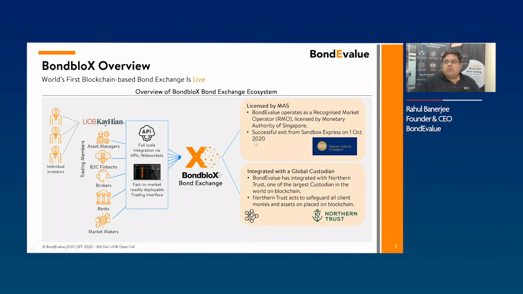We are approved by the MAS. We got our RMO license after spending about a year in the MAS regulatory sandbox. We graduated. We have integrated with Northern Trust. And as you can see, we go and speak to individual investors via our banks and broker friends. UOB Kay Hian is at the top of the list as the initial launch partner.